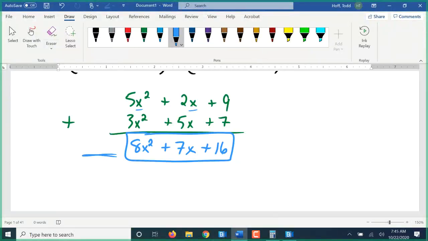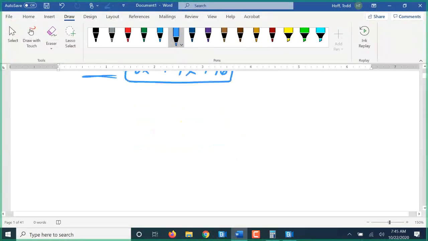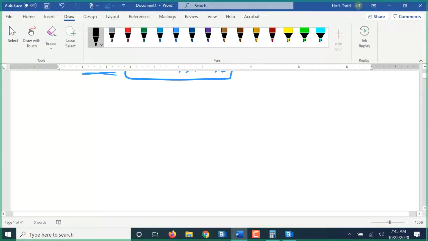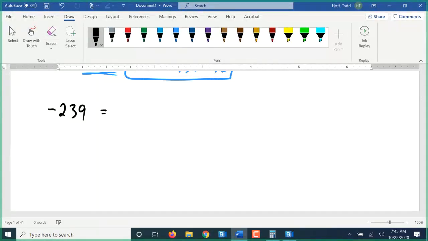We pointed out a couple of things that are different about our algebraic numbers from our whole numbers. One of the unique traits about algebraic numbers that makes them way different than whole numbers is the way we handle negatives. If I have something like negative 239 as an integer, every digit of that number is either positive or negative. This is a negative 239, so that's a negative 2 hundreds plus a negative 3 tens plus a negative 9 ones.